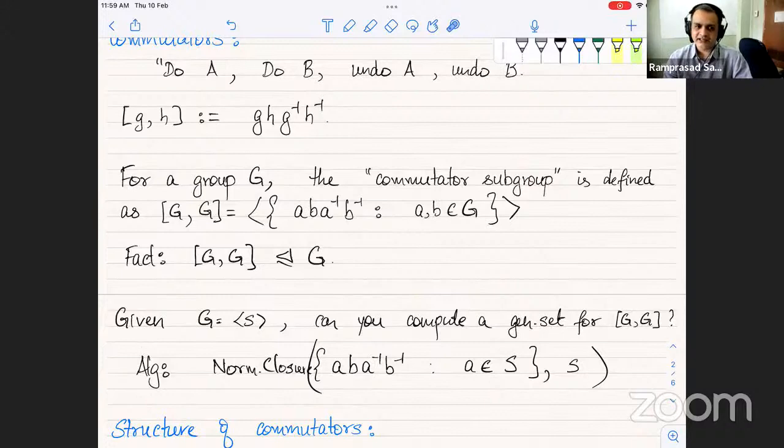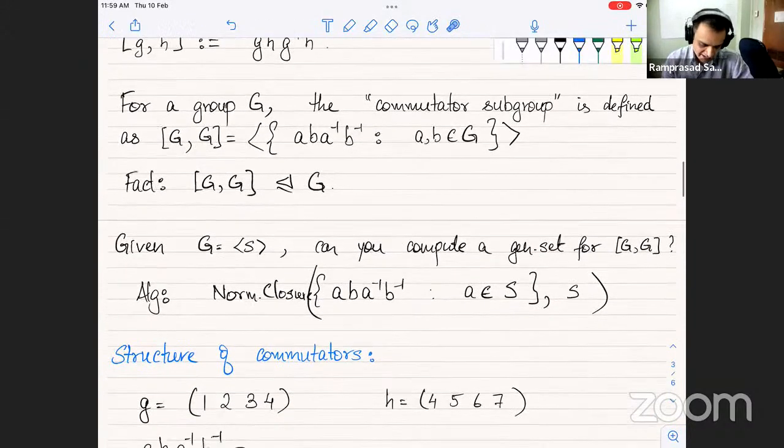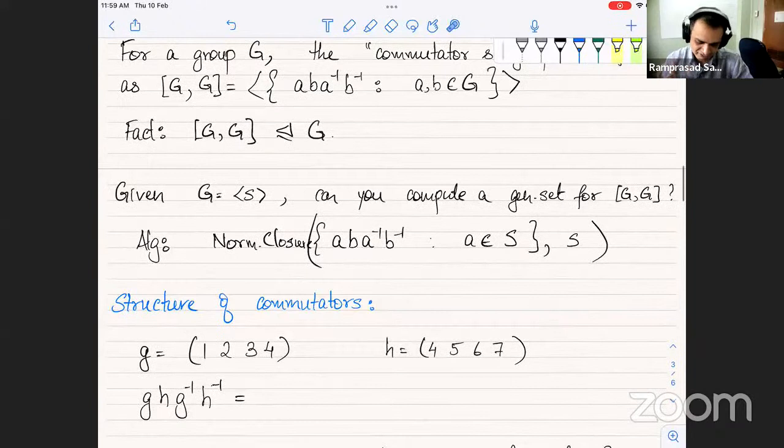Okay. And now comes the part which I think is perhaps the most fun thing about these commutators, why commutators are so interesting. What I want to do is the following. Suppose I have two different permutations G and H. I want to know, what do these commutators look like? What do they end up doing?